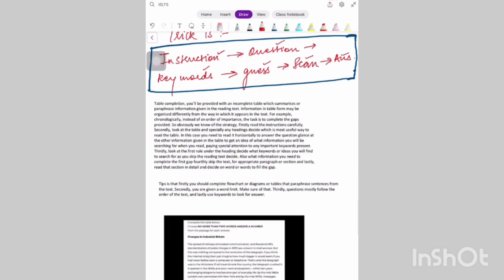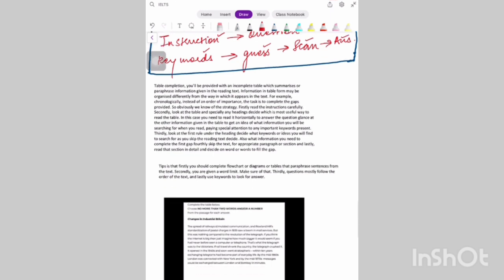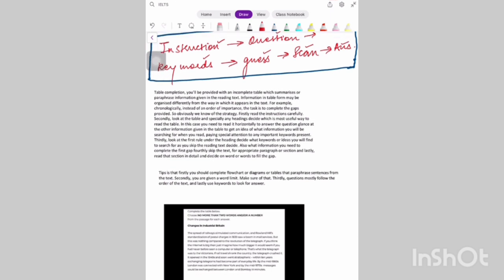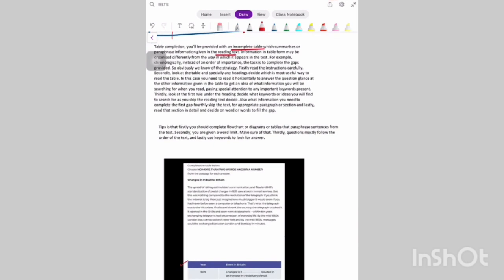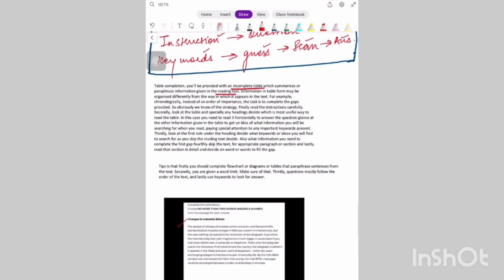If you read the question but forgot to read the instruction, or read the question and keywords but forgot to guess, or scan, obviously you'll do that, but if you have a proper routine for yourself, it would be easier. So in table completion, you will be provided with an incomplete table which summarizes or paraphrases information given in the reading test. The information that needs to be filled in here would be either summarized or paraphrased in the paragraph. Information in the table may be organized differently from the way it appears in the text, for example, chronologically, instead of in order of importance. The task is to complete the gaps provided.